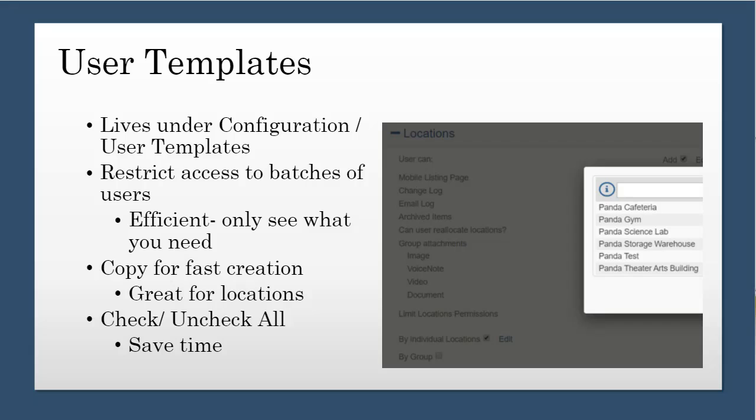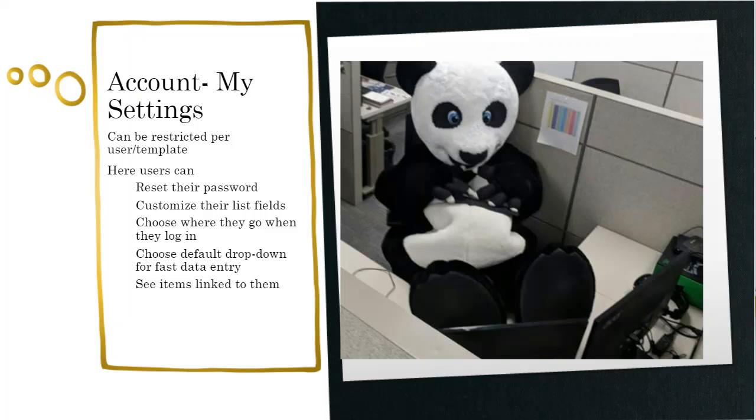Yeah, so user templates. This lives under the configuration user templates section of your software. This is one of the most important pieces of Asset Panda, as it's going to allow you to easily modify at scale what types of features people have access to in the system. It's great not just from a security perspective, hiding certain information that might be confidential, but also from a usability perspective, saying, hey, these people only need to be able to see certain types of information that makes their job a lot easier. When they log in, they're only going to see the fields they need, the workflow they need, things like that.